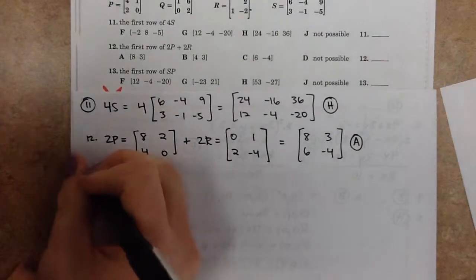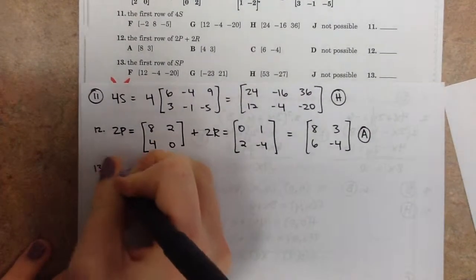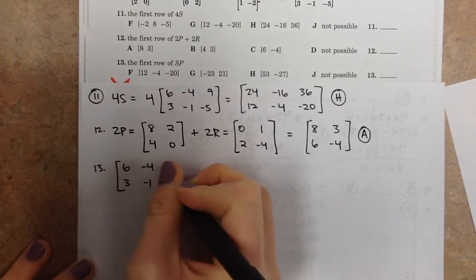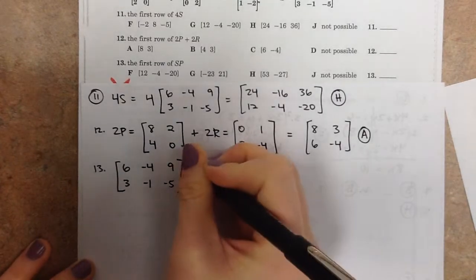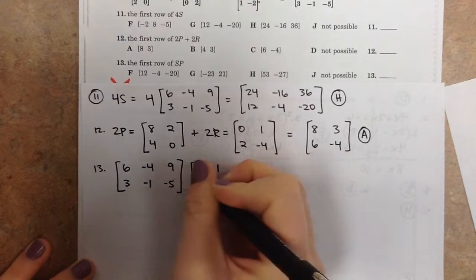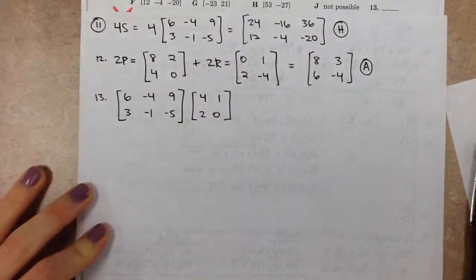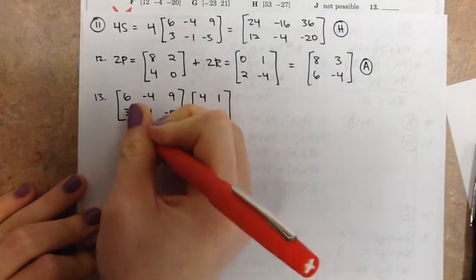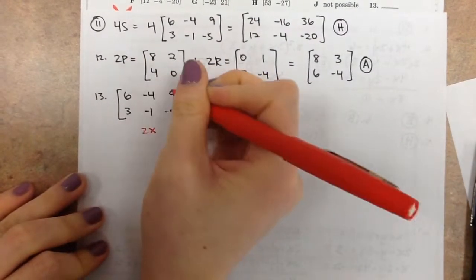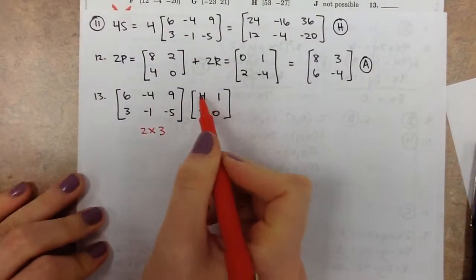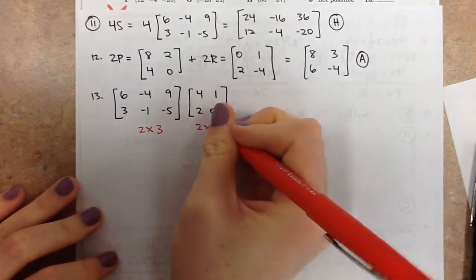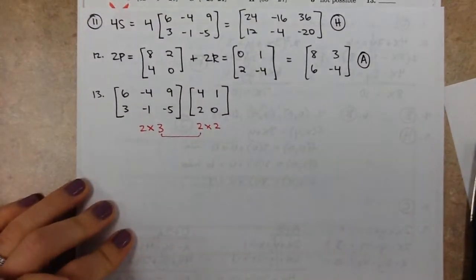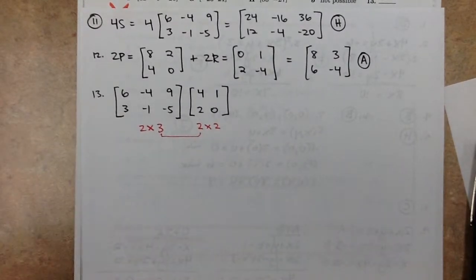Okay, S times P. Let's look at that one. So S times P. Okay, so let's label the dimensions. The dimensions are the rows by the columns. So here I have 2 rows times 3 columns, 2, 3. Here I have 2 rows, and it's a square, so I have 2 columns. If I'm allowed to multiply matrices together, their middle numbers have to match. Here the middle numbers do not match, and so I'm not allowed to multiply them together.